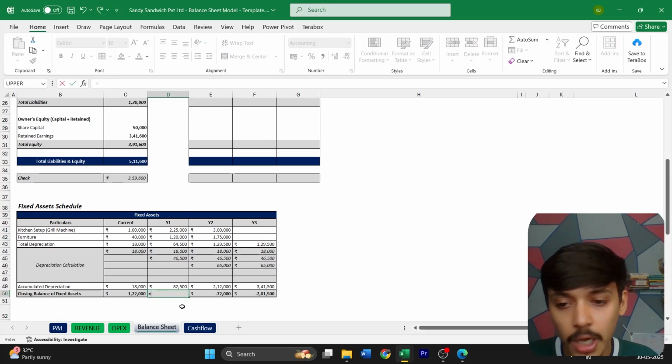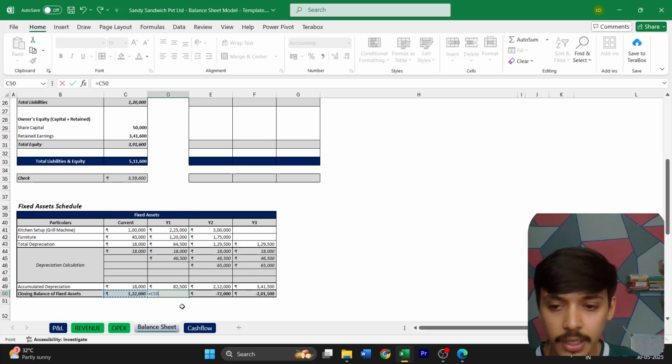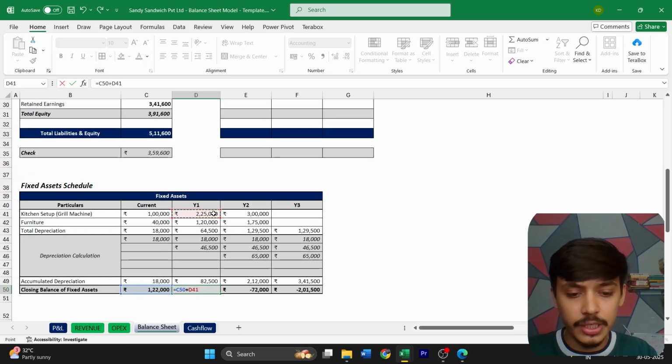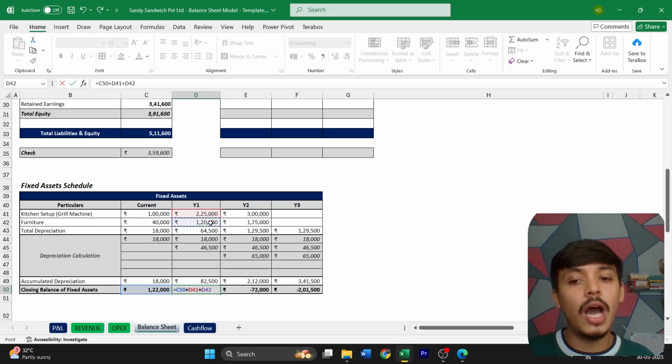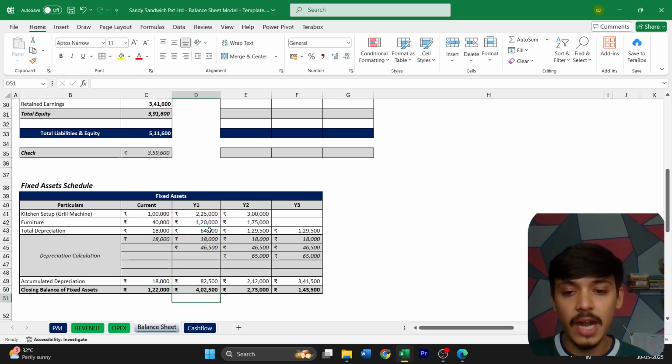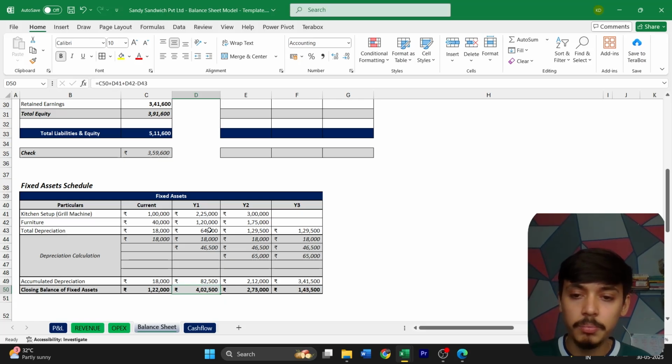So this becomes the opening balance of year 1, that is 1,22,000, in which we add our fixed asset addition which is kitchen setup and the furniture, and out of it we will subtract the entire depreciation amount which is 64,500. So that way we get our asset as 4,02,500. Now we will copy and paste this formula in the next years.